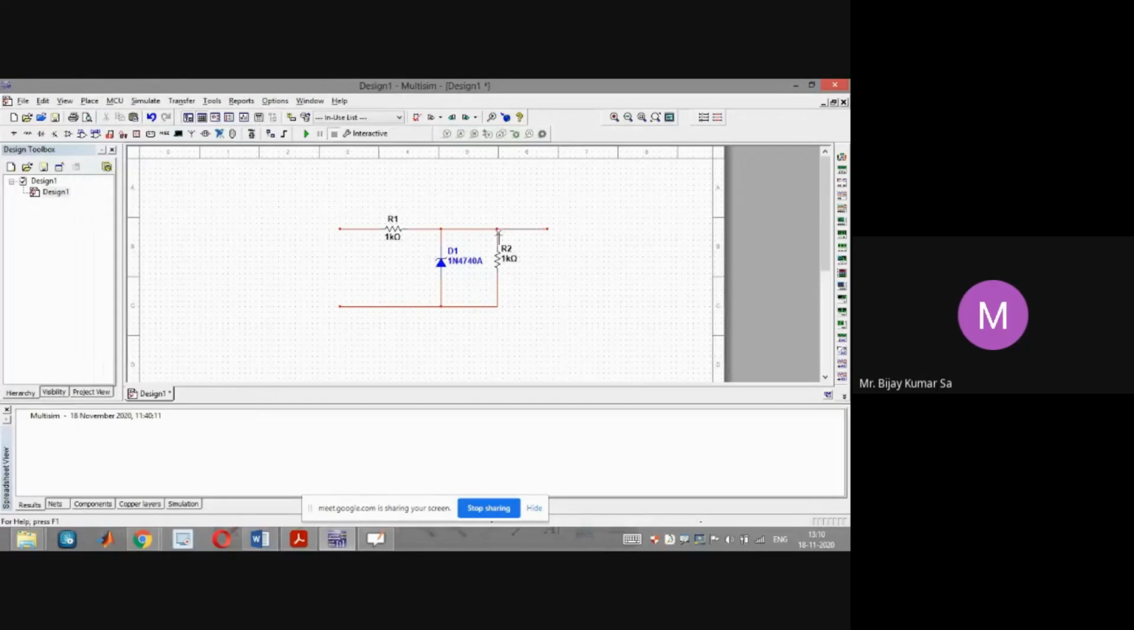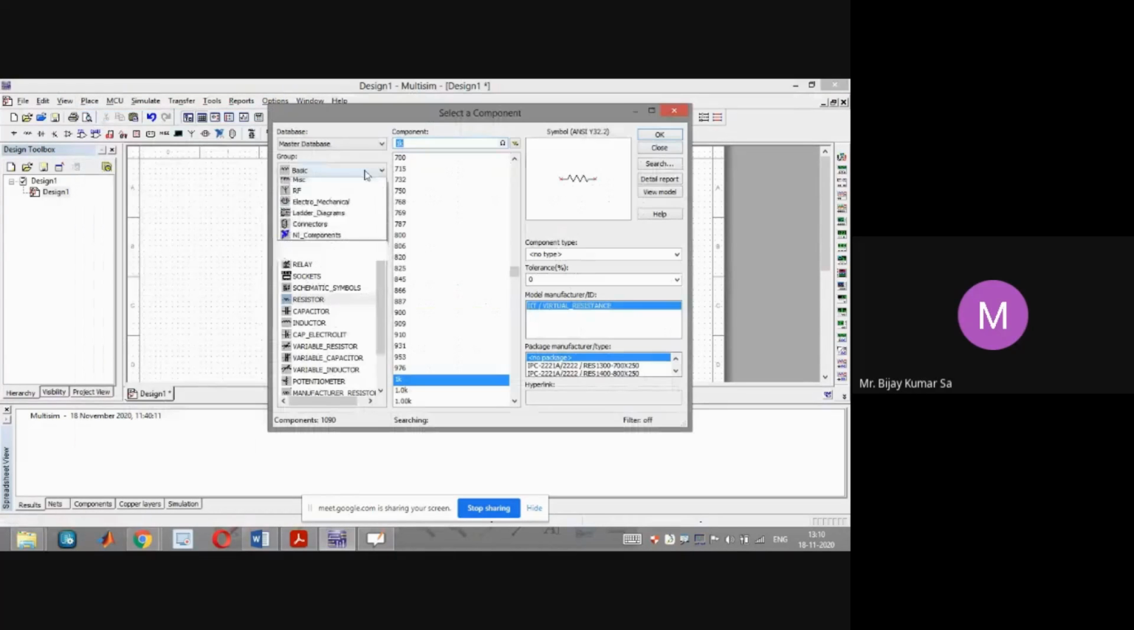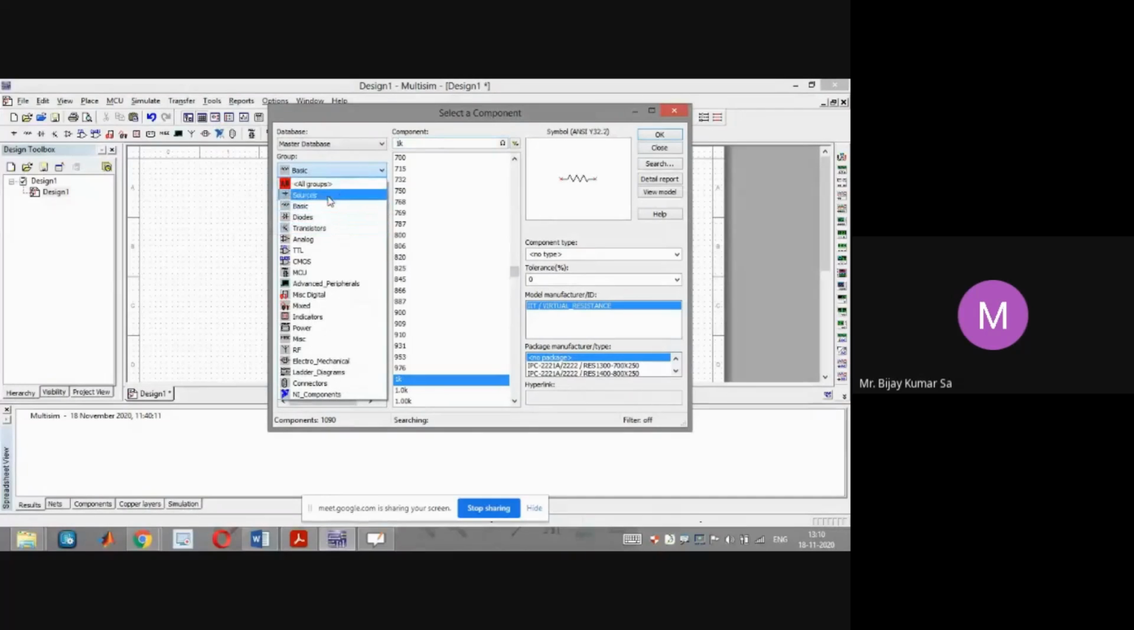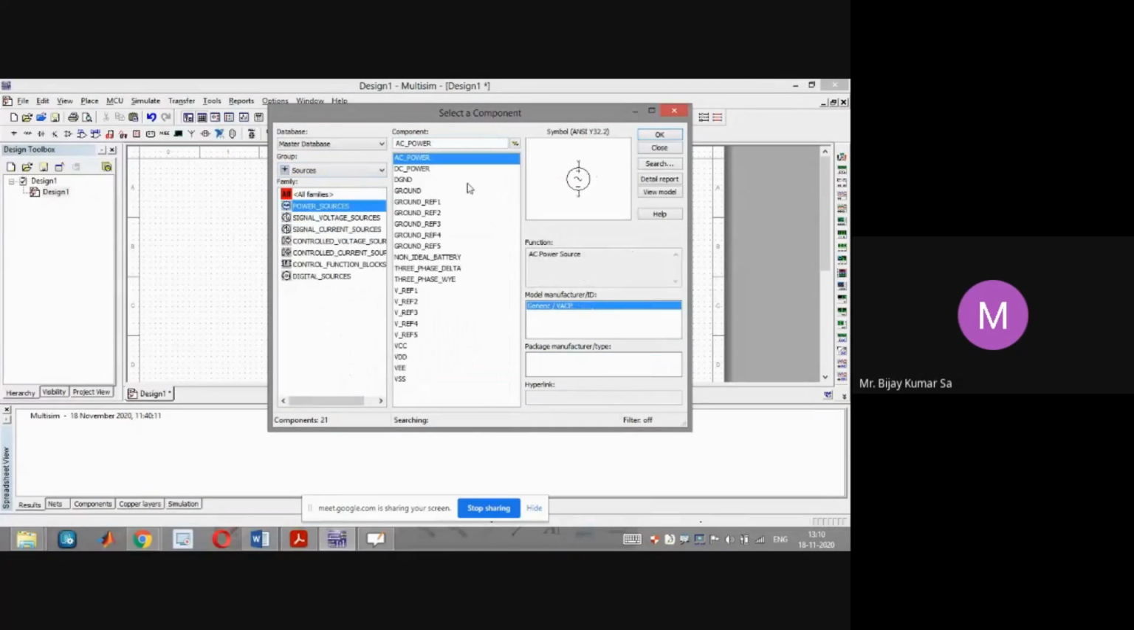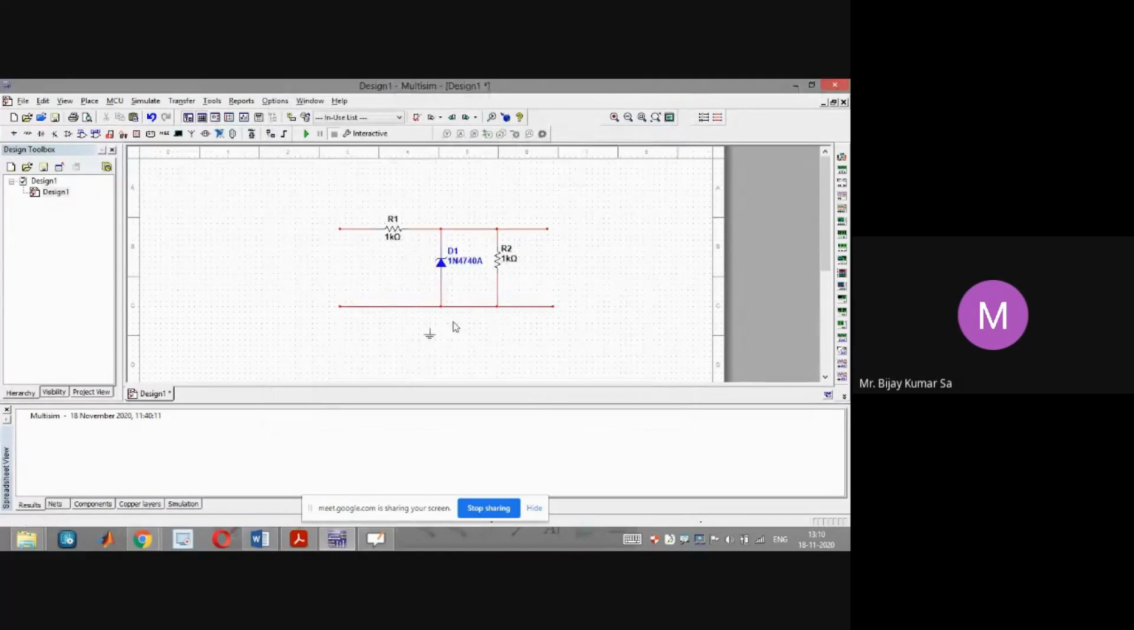So here I will be observing the output. I must place a ground reference also. So I should get a ground reference. I will get it from sources, power sources, ground. So here I will connect it to the ground. So at this point I am providing the ground reference. So my input will be given here. My output will be available here.